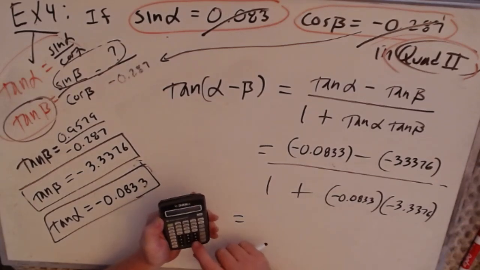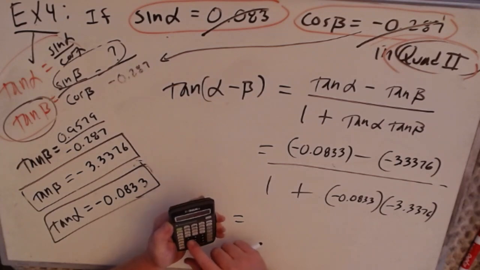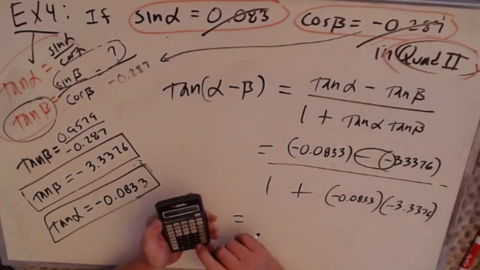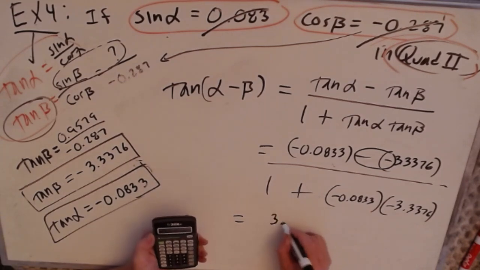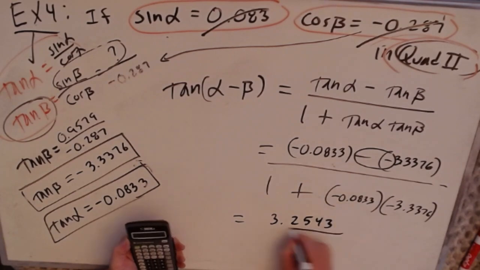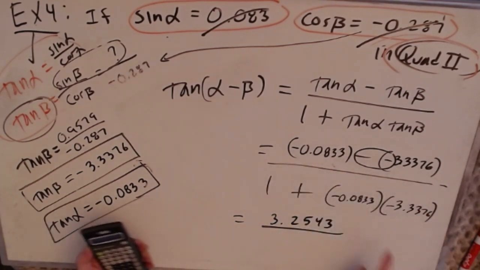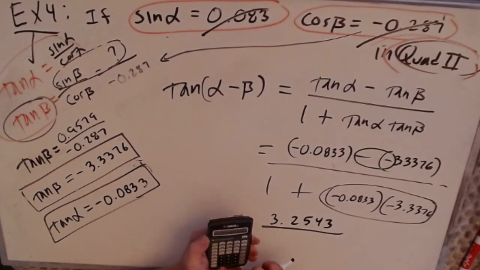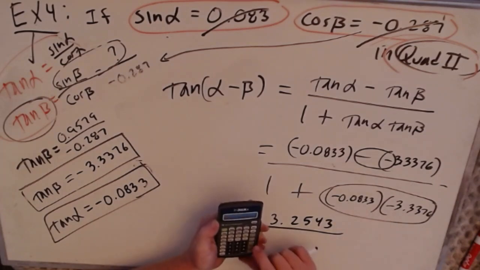So what do we got here? 3.3376. Notice these double negatives are going to turn into a positive. 0.0833. So the numerator becomes 3.2543. That's the numerator. The denominator, again, you have double negatives. Those are going to turn into positive when you multiply them.